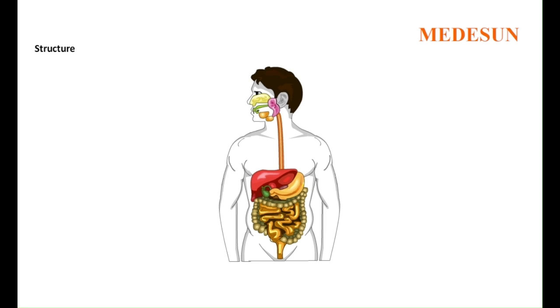Structure. The digestive system is about 9 meters in length. Both the ends are open to the outside, with the mouth at one end and the anus at the other.